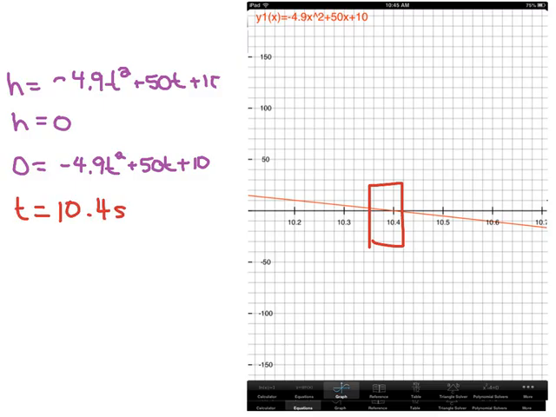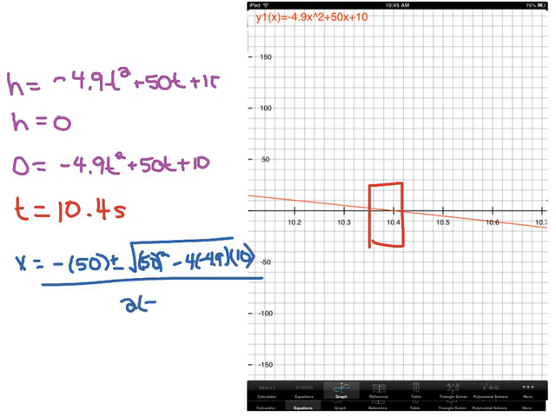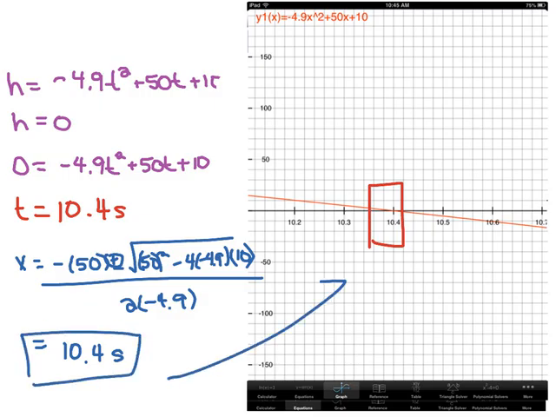To do this with the quadratic formula, we would just go x equals negative b, which is negative 50, plus or minus the square root of 50 squared, minus 4 times negative 4.9 times 10, all over 2 times negative 4.9. When you type it into your calculator, if you use the negative sign in the plus or minus, because the other one ends up giving you a negative answer, you'll get 10.4 seconds. So both solutions work. This is a good way to help check. Using the graphing calculator is helpful.